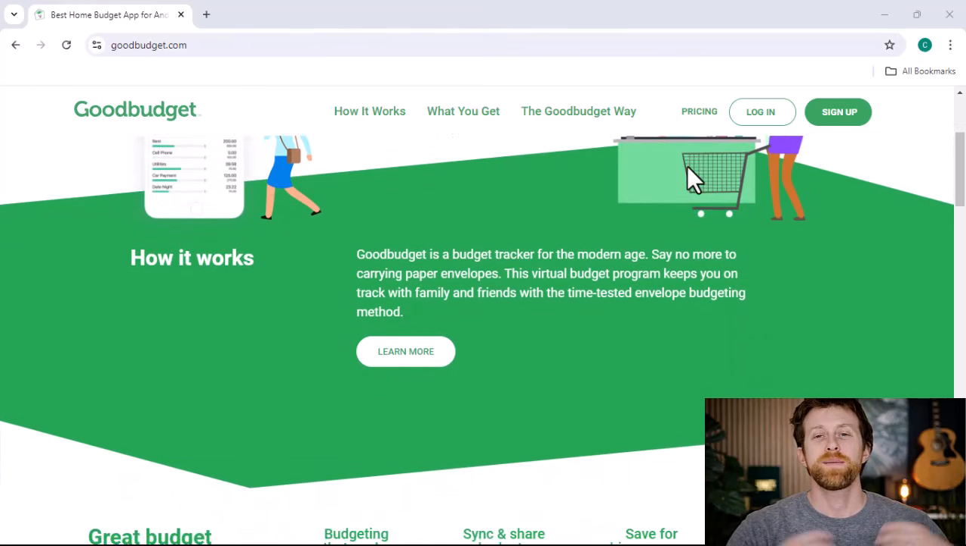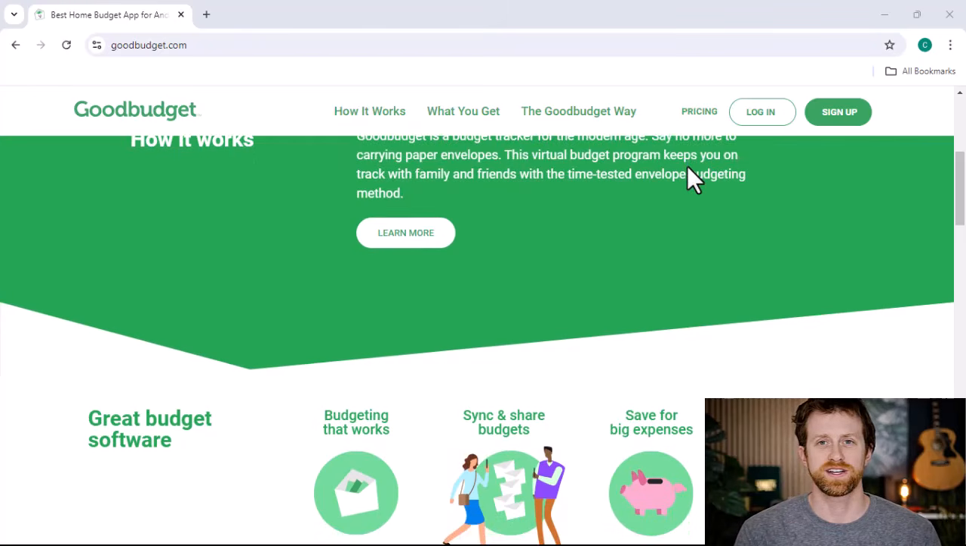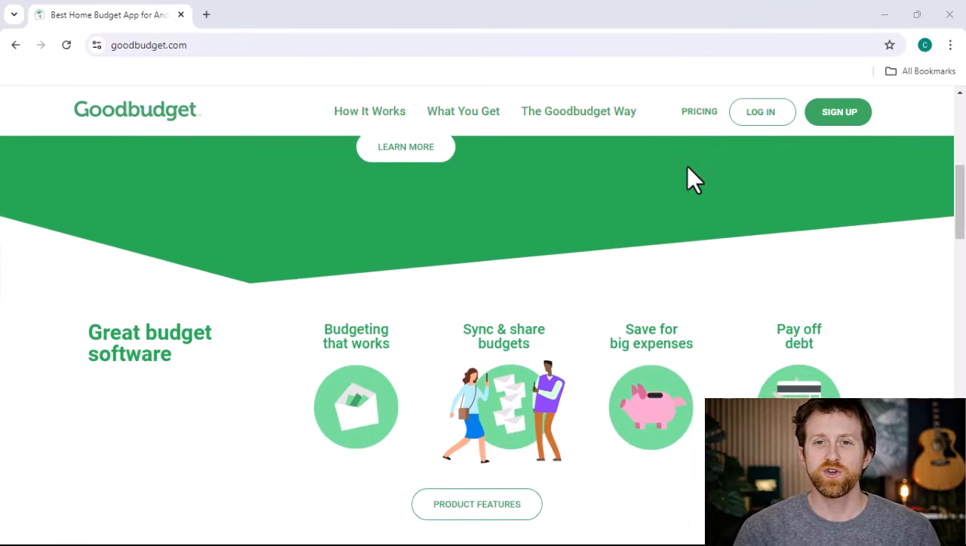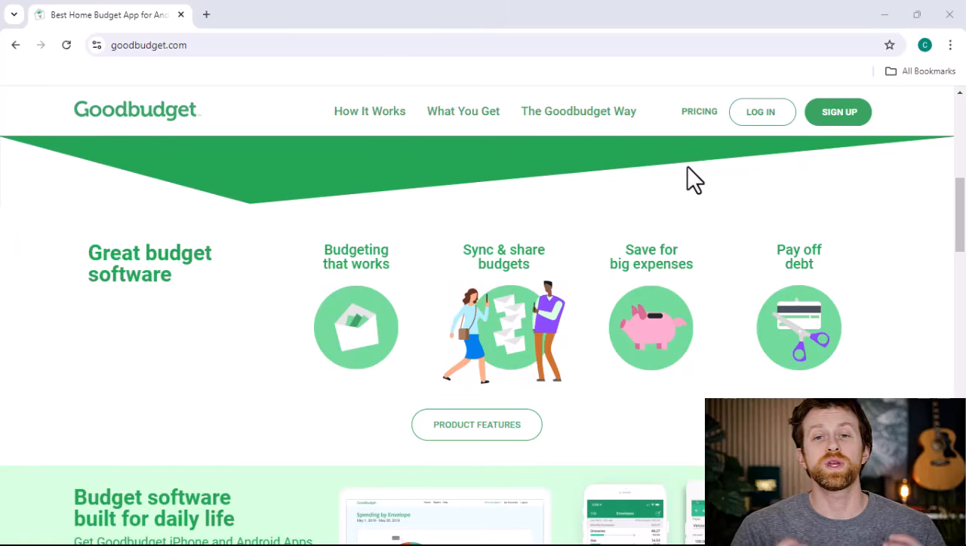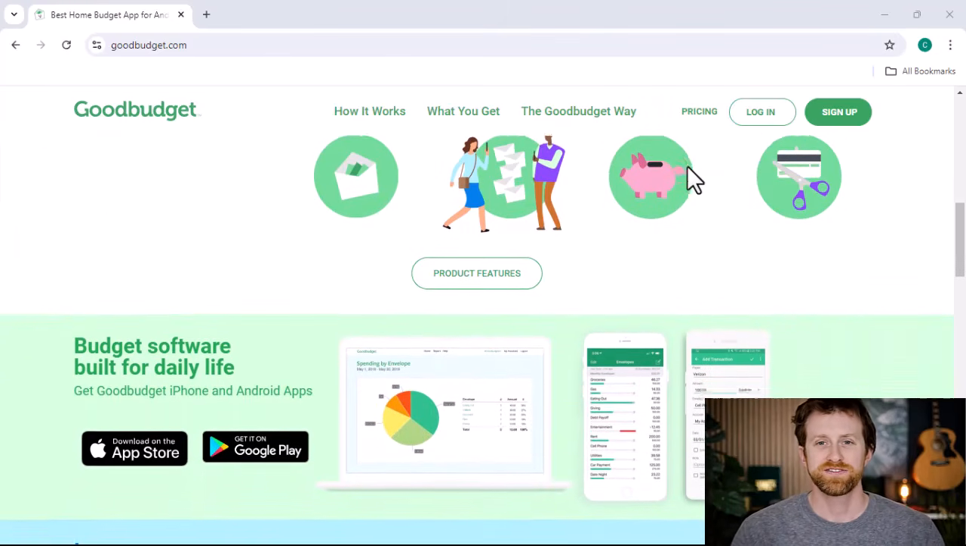Goodbudget is a digital budgeting application built on the time-tested envelope method. Instead of keeping all your money in one general bank account and guessing how much you have left, Goodbudget helps you divide your income into specific digital categories called envelopes.